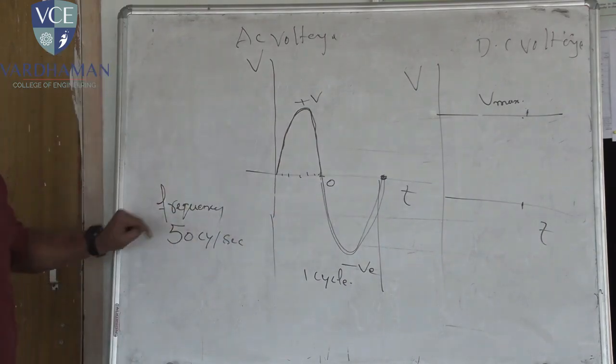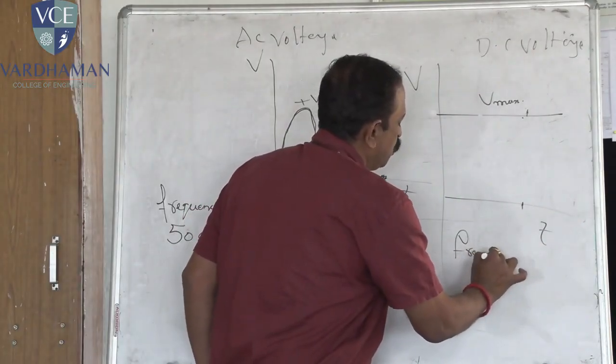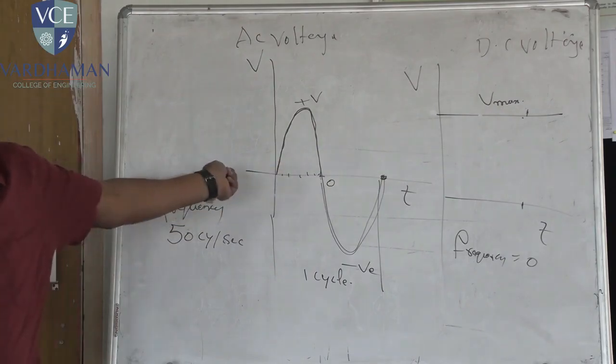That is called frequency. But in DC frequency is 0. There is no cycle, there is no frequency. This is about the two forms of voltages.